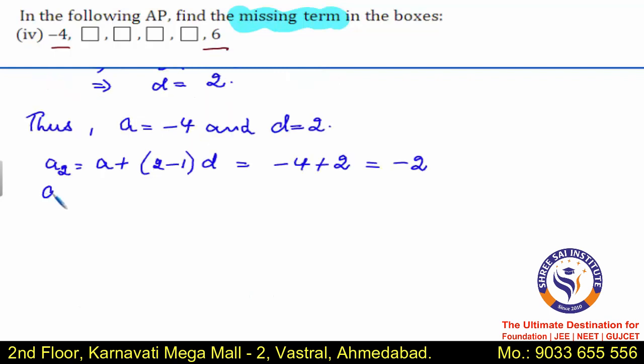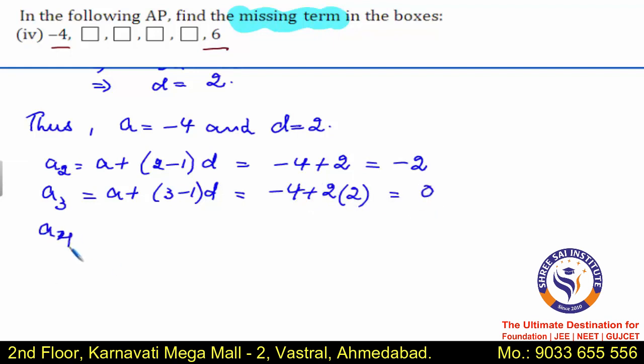Now let us find the third term. It is given by a plus 3 minus 1 into d. A is minus 4 plus 2 into d is 2. So on simplification this gives 0.